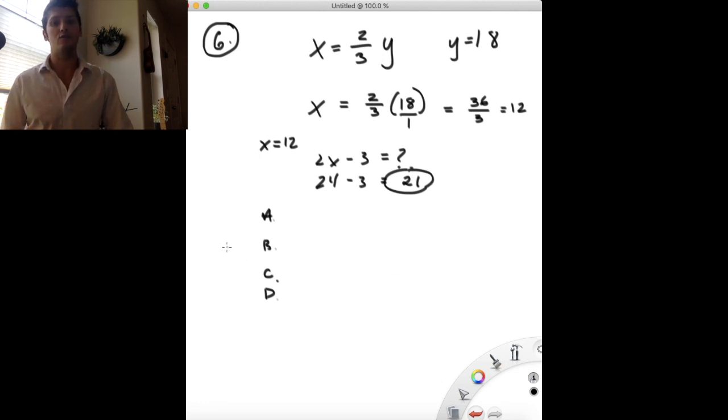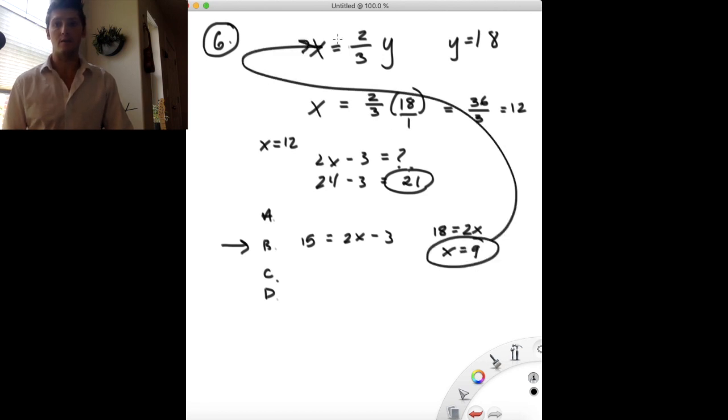And if you use the answers, you start with the middle numbers. Let's pretend I started with b. 15. If you say 15 is equal to 2x minus 3, you add 3 to each side, which means 18 equals 2x. You divide by 2, and you would say x is 9. And then you would see if that works up here. Well, if x is 9, 9 equals 2/3 of y, and you would have to solve for that.